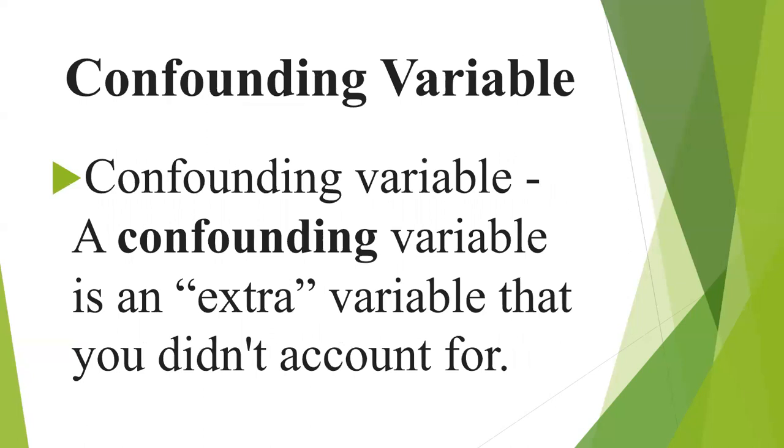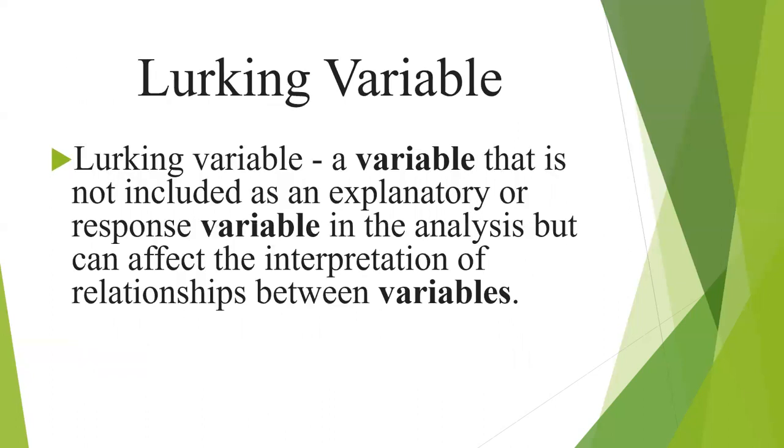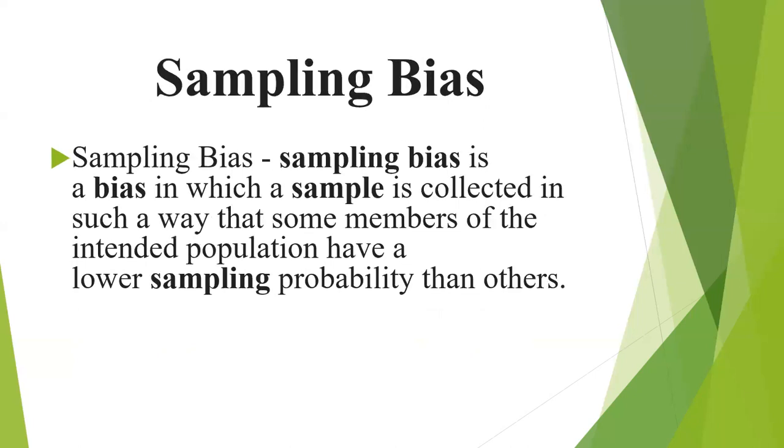Confounding variable. Confounding variable is an extra variable that you didn't account for. Lurking variable. Lurking variable is a variable that's not included as explanatory or response variable in analysis but can affect the interpretation of relationship between variables.